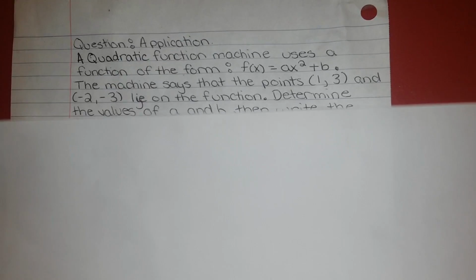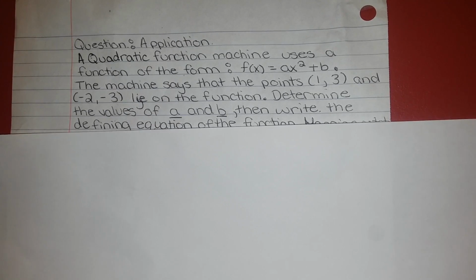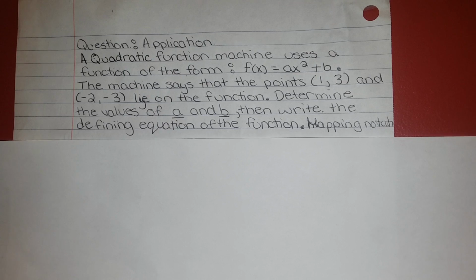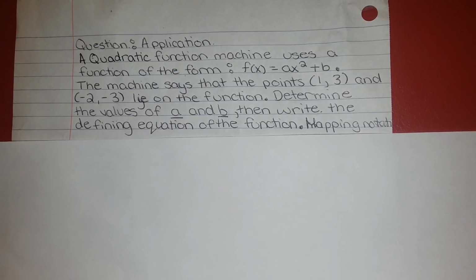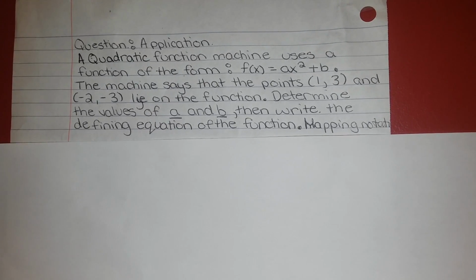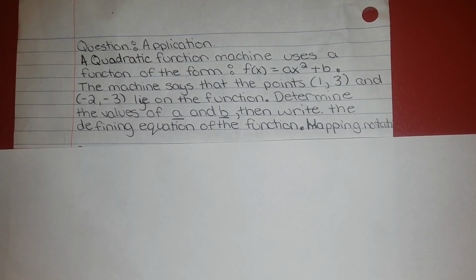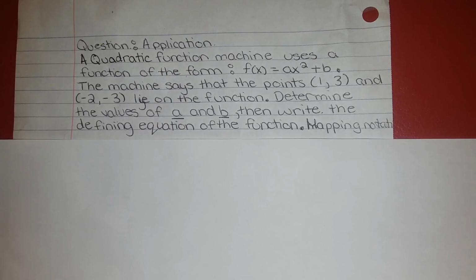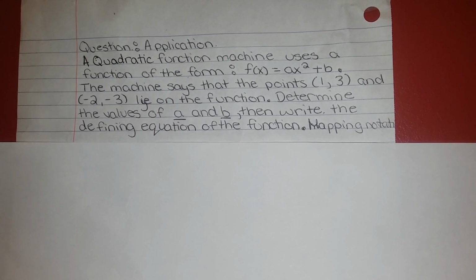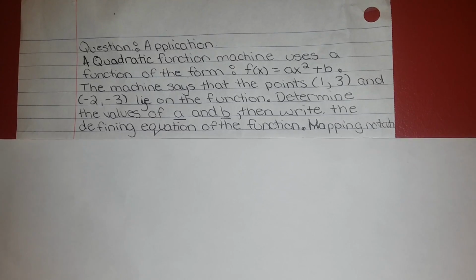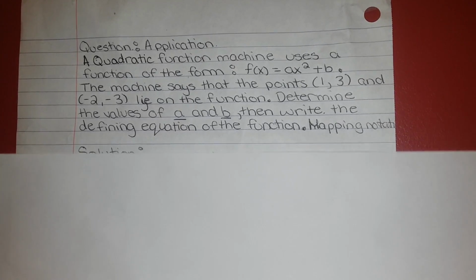Now on to our Chapter 2 application question. A quadratic function machine uses a function of the form f of x equals ax squared plus b. The machine says that the points (1, 3) and (-2, -3) lie on the function. Determine the values of a and b in the equation above, then write the defining equation of the final function, and also write it in mapping notation.